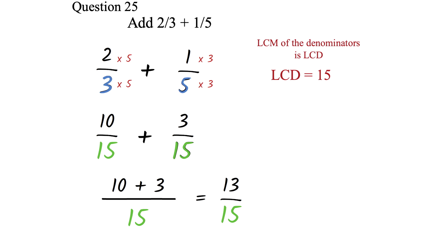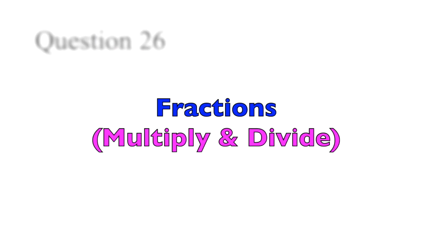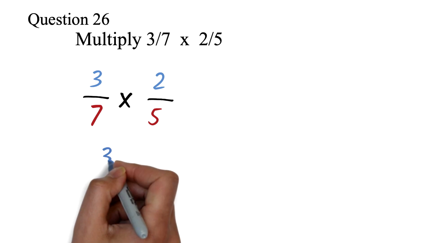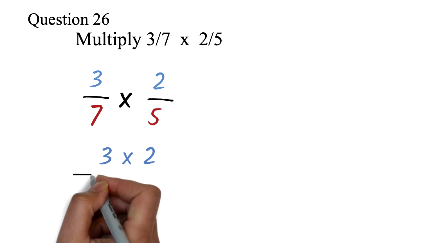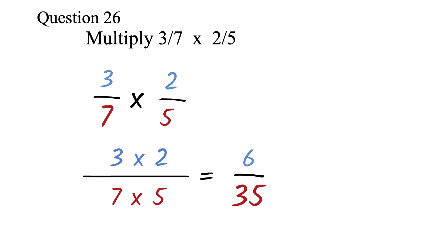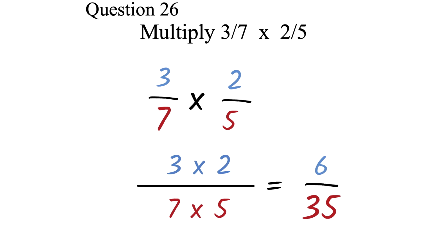Let's look at our next question. Question 26. Multiply the fractions 3 over 7 and 2 over 5. Multiplication is the simplest operation in fractions. All you have to do is multiply the numerators together and then multiply the denominators. Here, we will multiply 3 times 2 and then multiply 7 times 5. This will give us 6 over 35 as our answer. The only difficulty here is your ability to multiply.